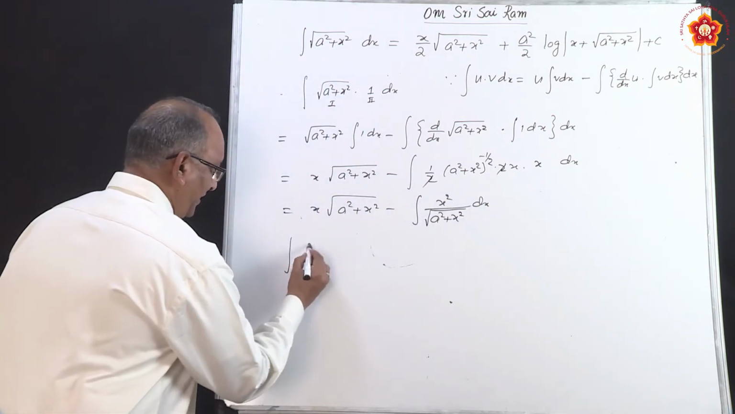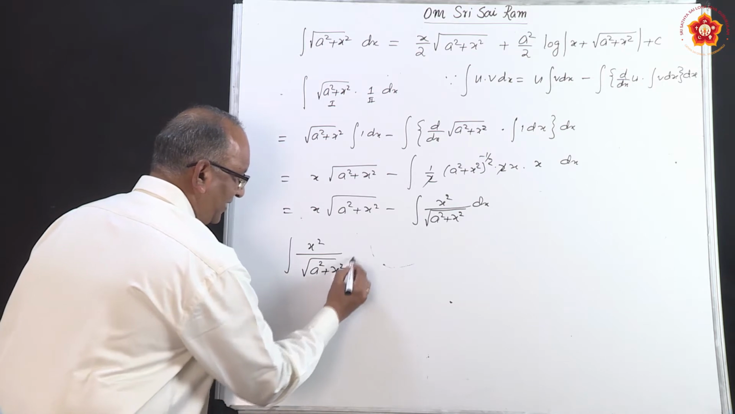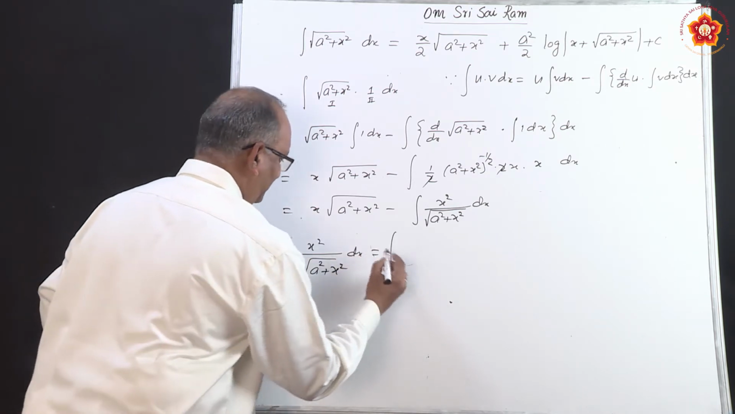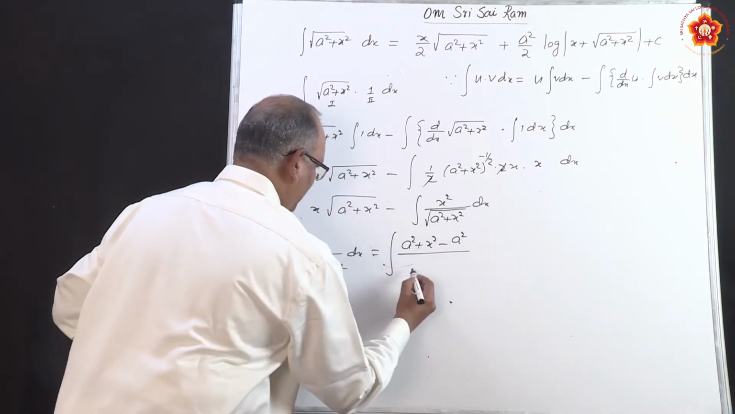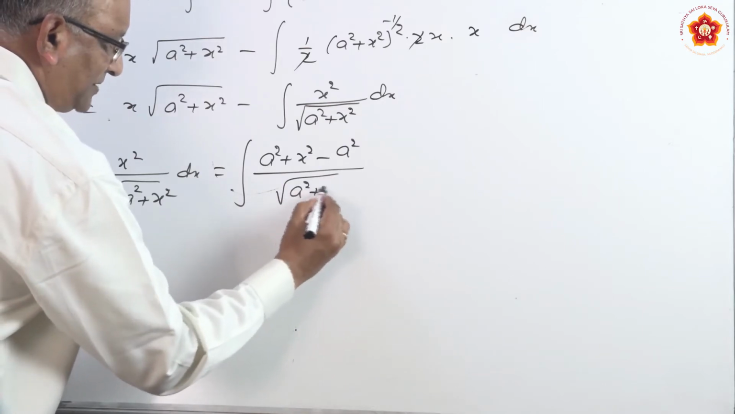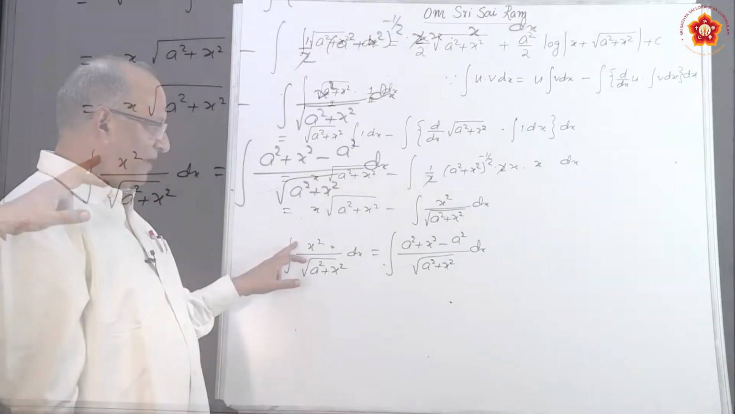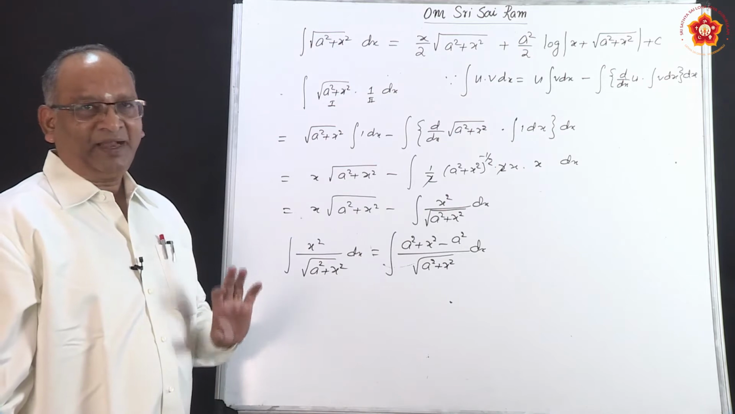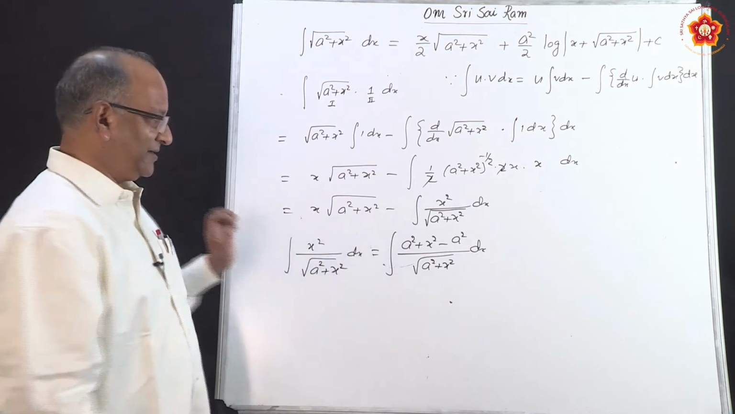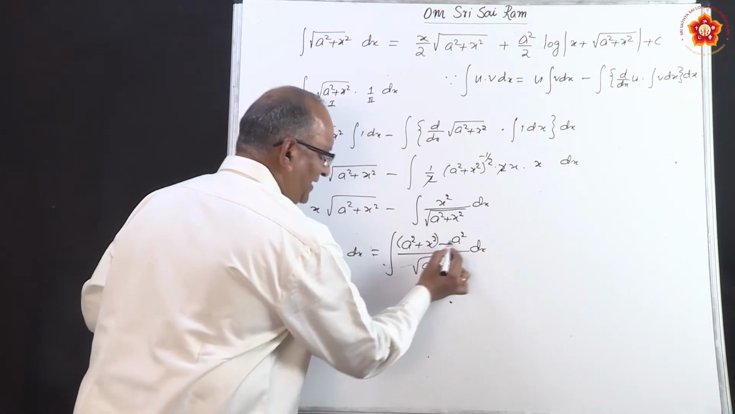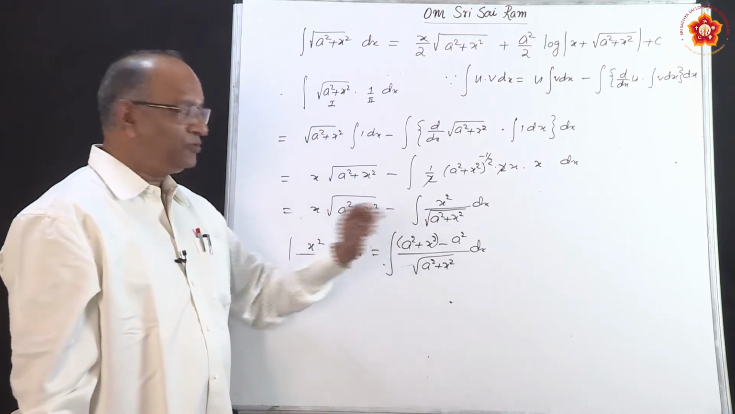The integral of x square upon under root of a square plus x square dx is equal to the integral of (a square plus x square minus a square) by under root of a square plus x square dx. Means what we did? We added a square and we subtracted a square. Why did we add a square? Because in the denominator there is a square plus x square. Since we added some term, in order to balance it, we also subtract. What is the advantage? It can be separated into two integrals.